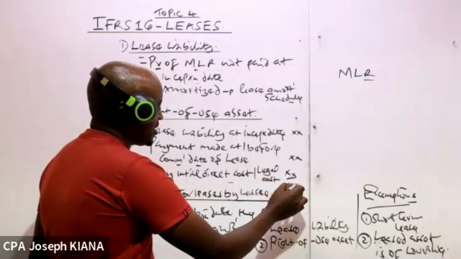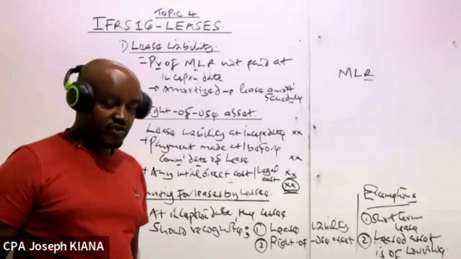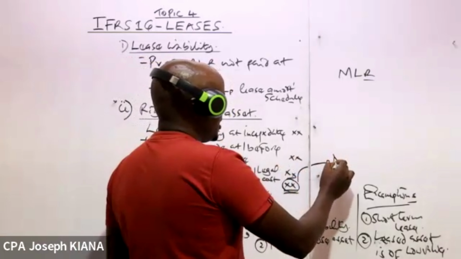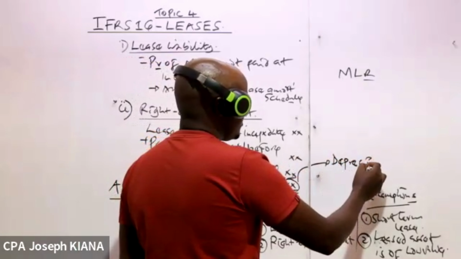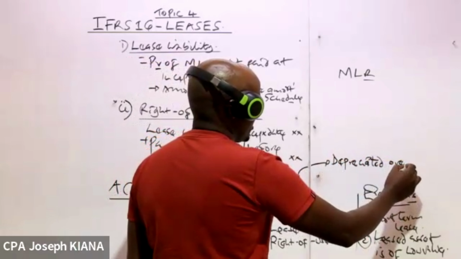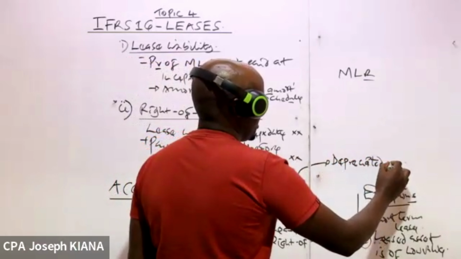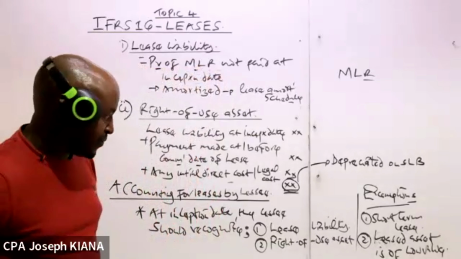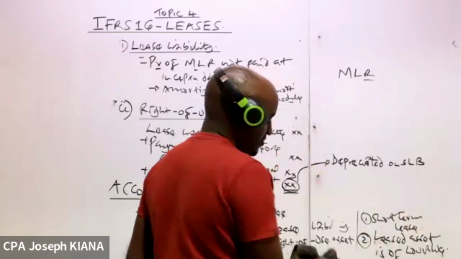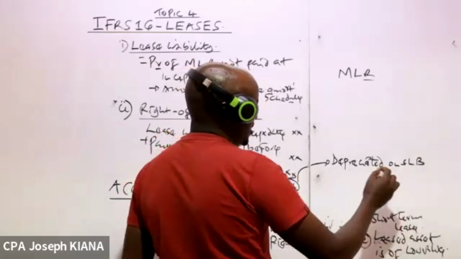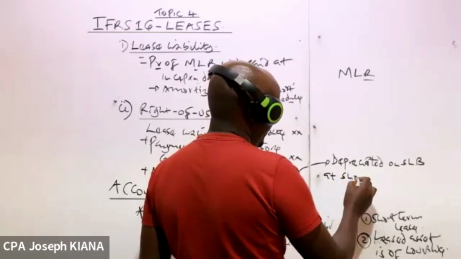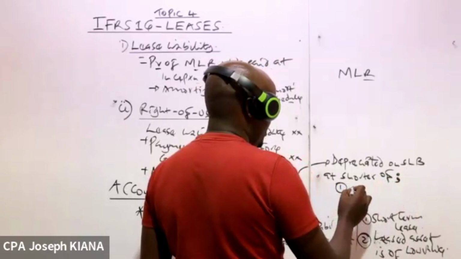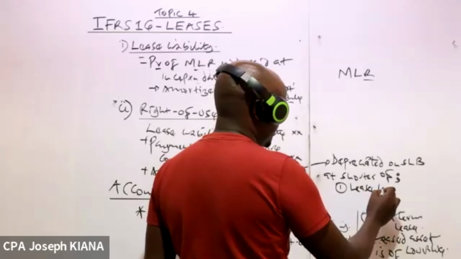So this is how we determine the right of use asset. And after determining this right of use asset, because this is basically an asset now to the lessee, it has to be depreciated. This one is depreciated on a straight line basis, at the shorter of 2 periods. Number one, what is called the lease term.